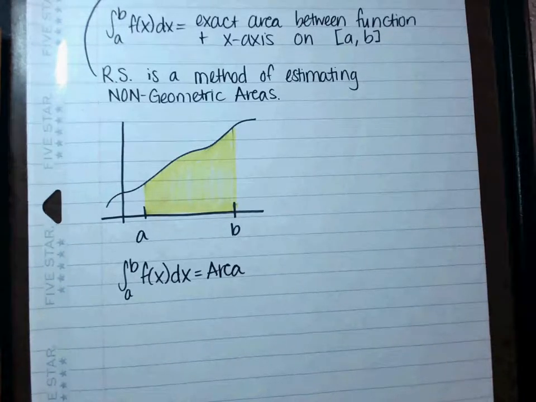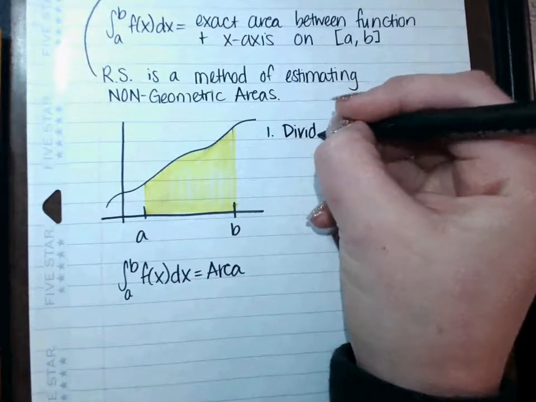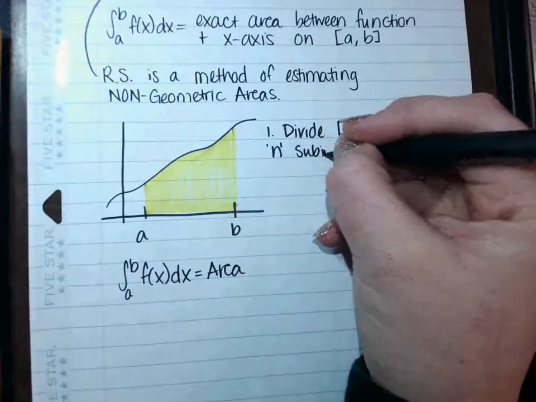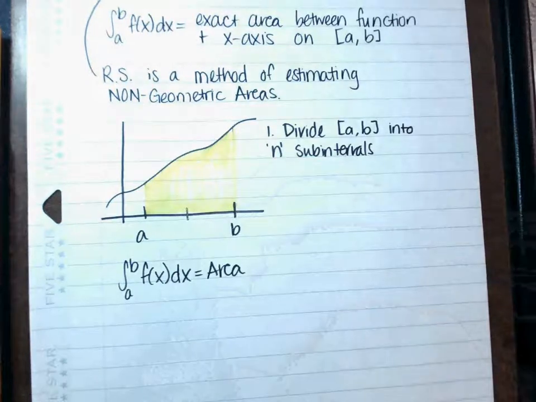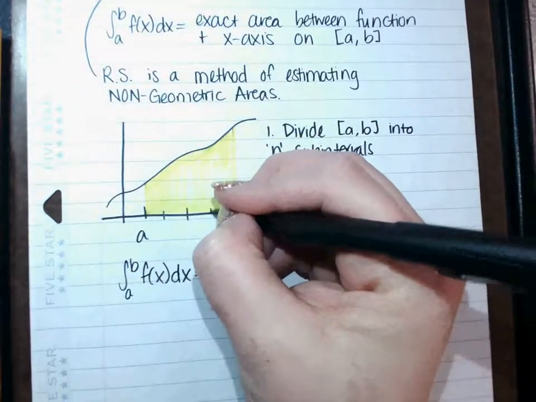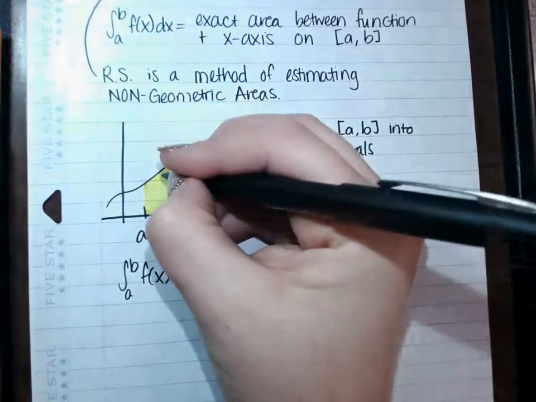Now, the problem is there's no way to break that up into perfect little shapes. So what a Riemann sum is, you're going to chop the area up and make rectangles about the same height to estimate. The first thing you're going to do is divide a to b into n subintervals. For the first one, we're just going to use 4 because it's easy. So take your a to b, cut it in half, and then cut each of those halves once more in the middle. So now I have 4 sections of my area.